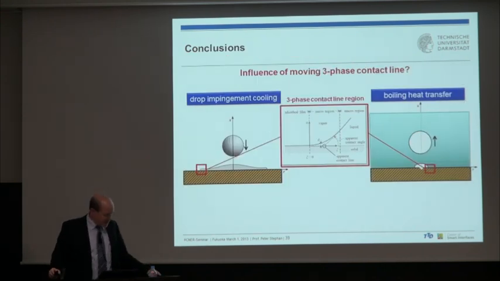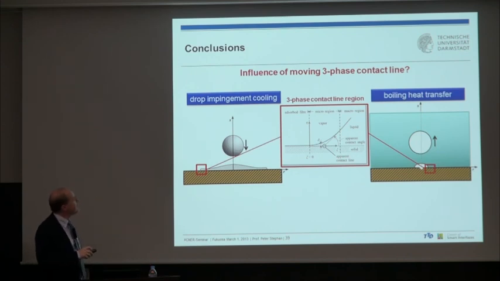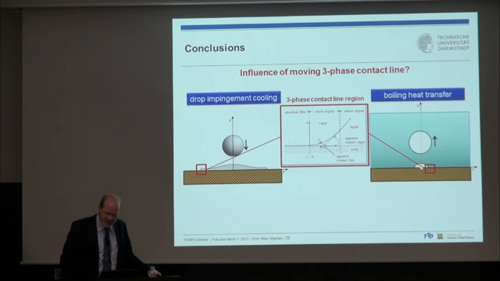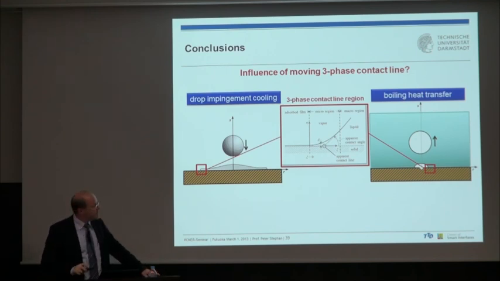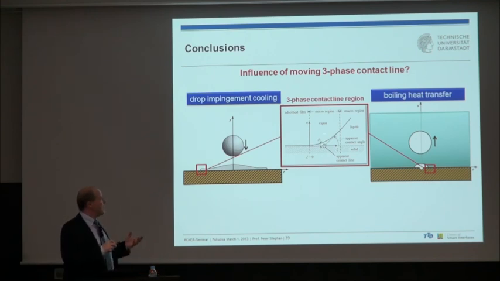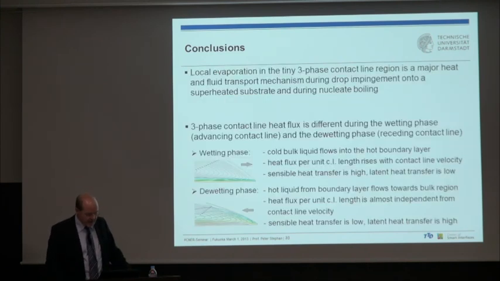Now, what did we learn? And I come to the conclusions of my talk. We learned that this moving three-phase contact line has a rather strong influence on such situations of drop impingement cooling and boiling heat transfer. And the phenomena in the contact line are basically the same, independent of whether it's in this macroscopic situation or in this macroscopic situation.